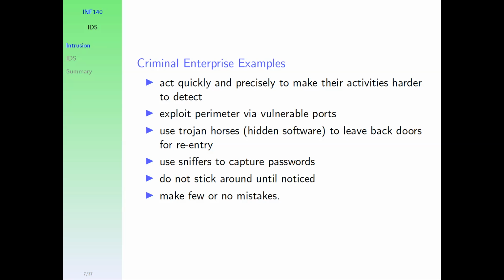But criminal enterprises have a very specified, very clear goal. After they achieve their goal, they will disappear. They will just leave, so they won't stick around normally. And because they are coordinated and supported by organizations and governments, in general they make very few mistakes and leave very little track in the system. It also makes the detection very difficult.